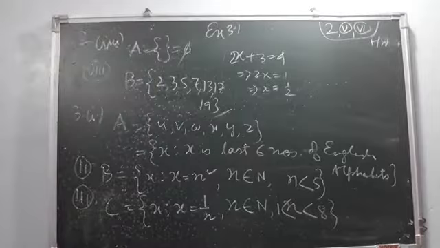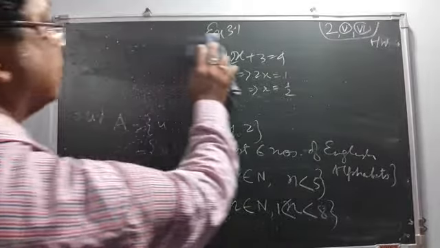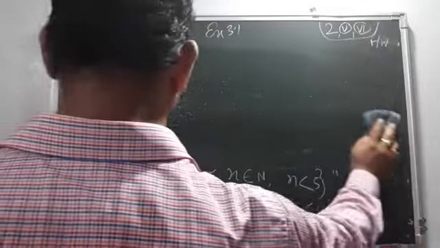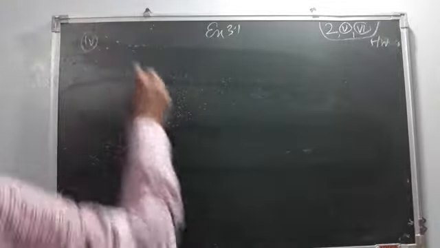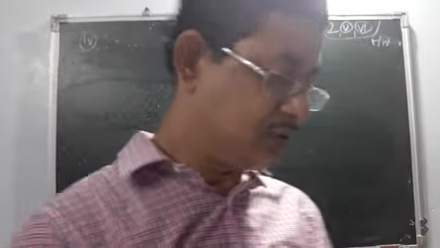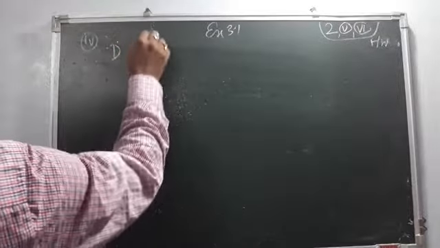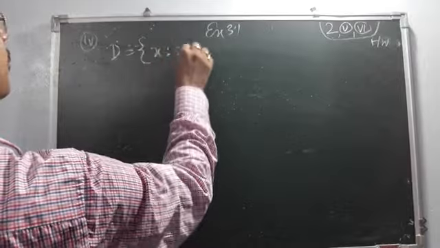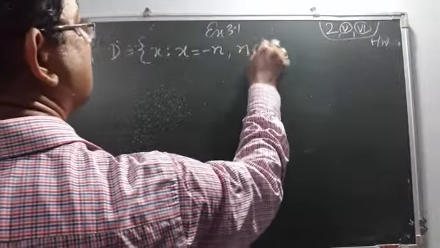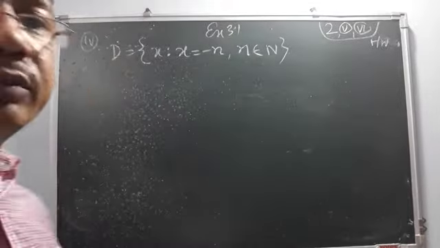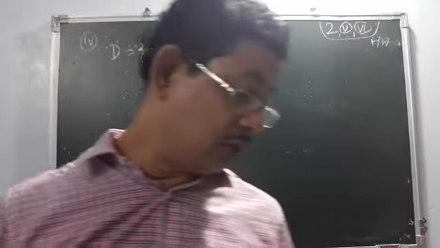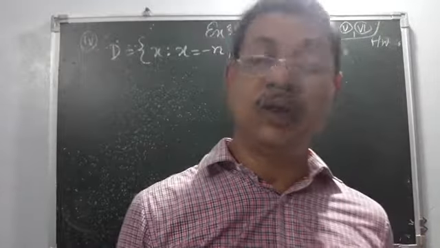Now the next question. D is given: -1, -2, -3, and so on. We can write this as x such that x is equal to minus n, n belongs to natural numbers. We can write this in so many ways. Minus n means negative of natural numbers. Or we can write, as the answer in the book is given, x is a negative integer. That also you can write.